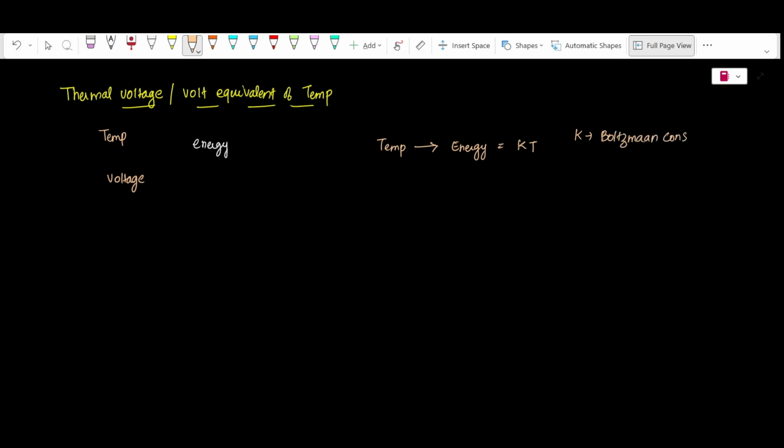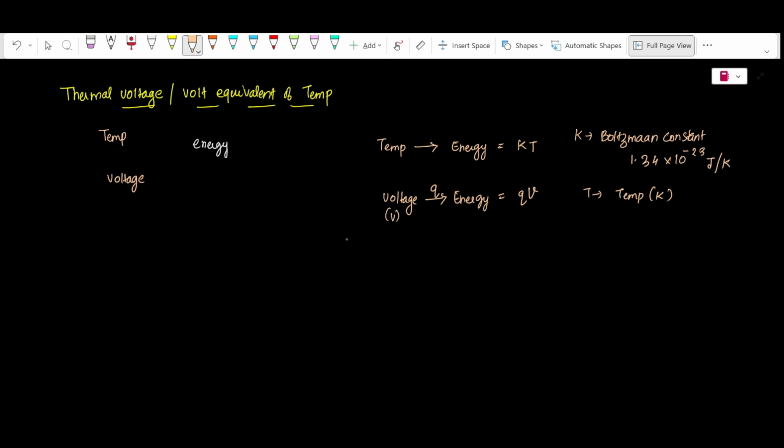Boltzmann constant. The value is given by 1.38 into 10 power minus 23 joules per Kelvin, and T is the temperature in Kelvin. Similarly, instead of applying temperature, if I apply a voltage across a given charge Q, then the energy associated with that charge Q is given by Q times the applied voltage, let's say V.